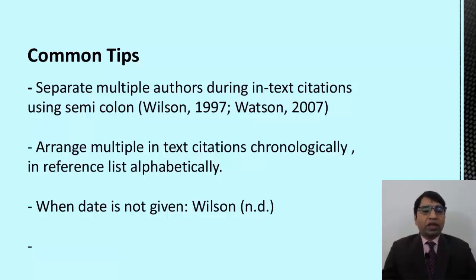Number 2, arrange multiple in-text citations chronologically, and in the reference list alphabetically. For example, you can see in the previous example, I have put 1997 first and 2007 later. Similarly, when it comes to references, the last name of the author that is written first, all the references would be arranged accordingly, alphabetically. Okay, when the date is not given, then you simply write n.d. Both of them are small. Keep that in mind.